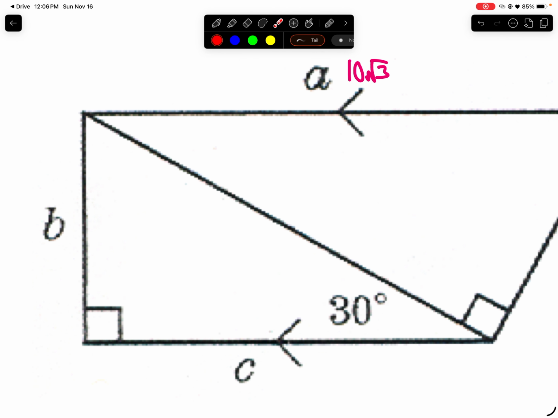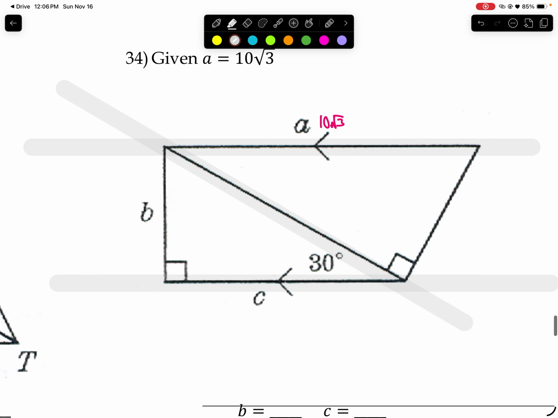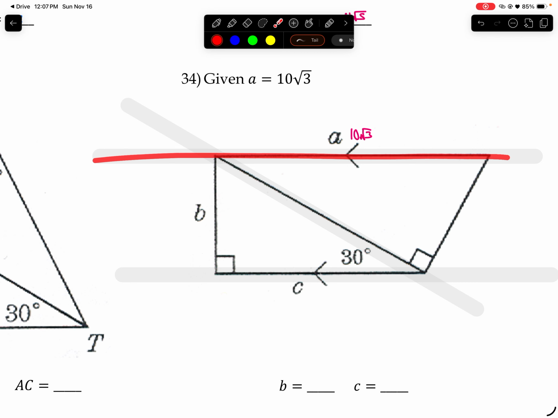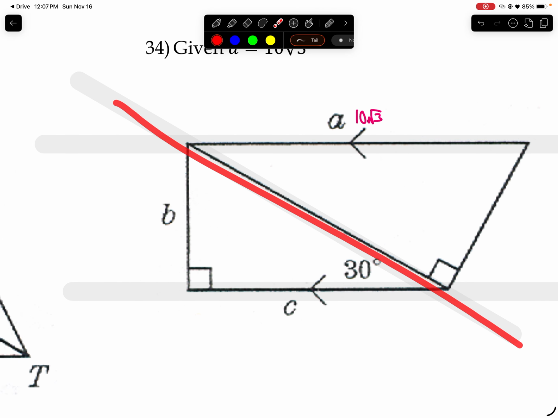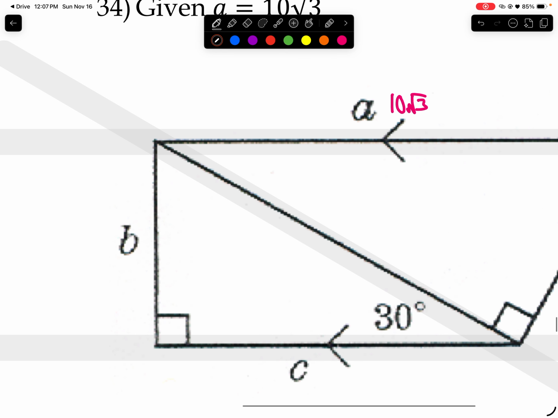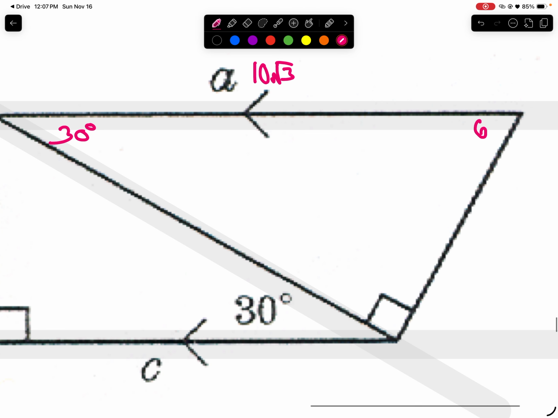Then if I have, let's actually extend this a little bit, see if you can get a better picture. There, I want to make it so you can see it, but not too jarring, not too obvious. So I have my parallel line right here, and then cut by this transversal. So if I have the 30 degrees right here, what that tells me is I'm going to use alternate interior angles, and then that's going to tell me that this angle up here is also 30 degrees. So if that's 30 degrees, that means this angle over here on the far right is 60.